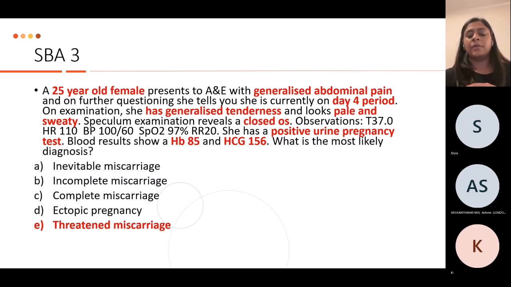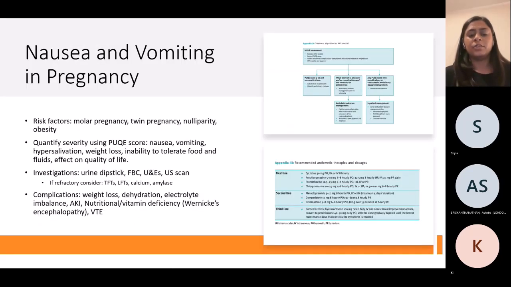With a closed os and the symptoms of a miscarriage, you can only say it's threatened because you haven't got an ultrasound scan to actually prove whether or not there is still any evidence of a pregnancy inside. So hopefully that makes sense. We'll go over these things a little bit just now before we move on to the next set of SBAs. I purposely made these SBAs very similar to one another to try and point out the specific niche differences between the different medical conditions or different presentations.